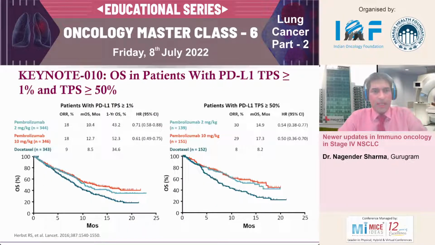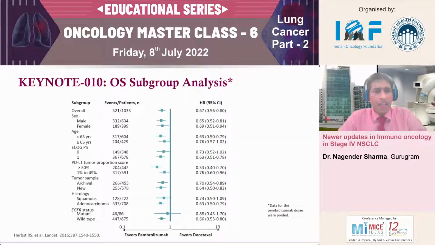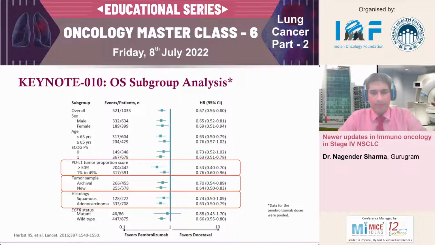So this also is a positive trial, which favors that if you use the higher dose of pembrolizumab also, it is even better as far as overall survival is concerned. KEYNOTE-010 trial subgroup analysis favors pembrolizumab irrespective of sex, male or female, age, performance status, PD-L1 proportion, archival tissue, histology, or EGFR mutant status or wild type. So all dots are on the right side of unity, favoring pembrolizumab.